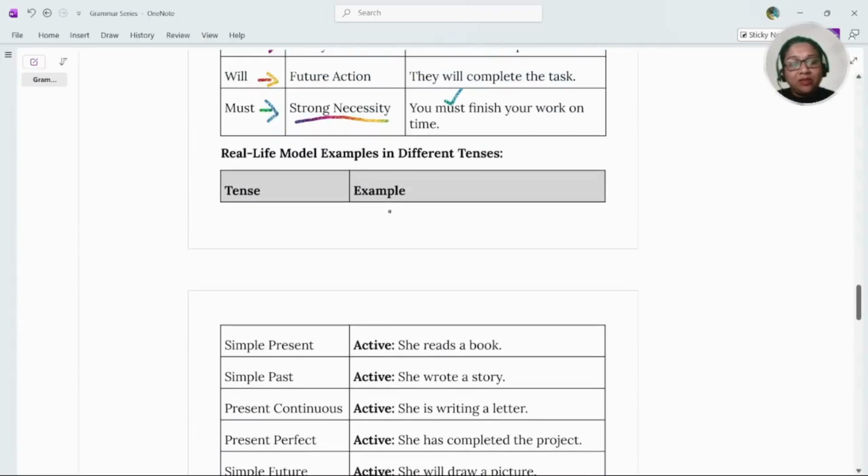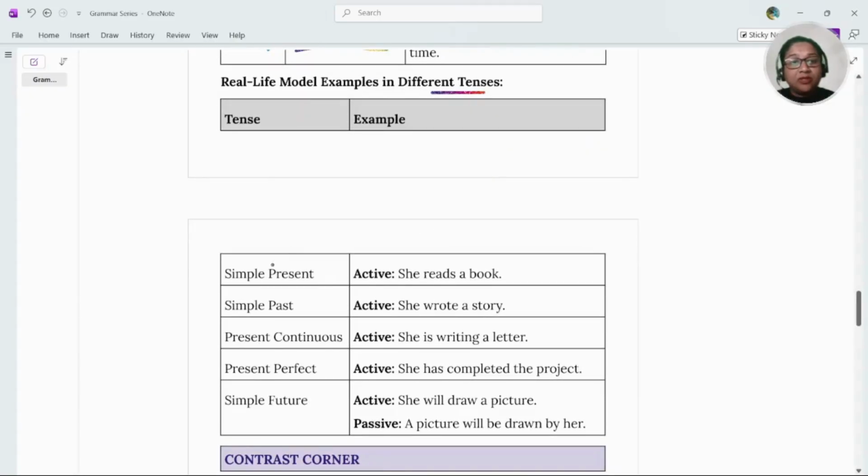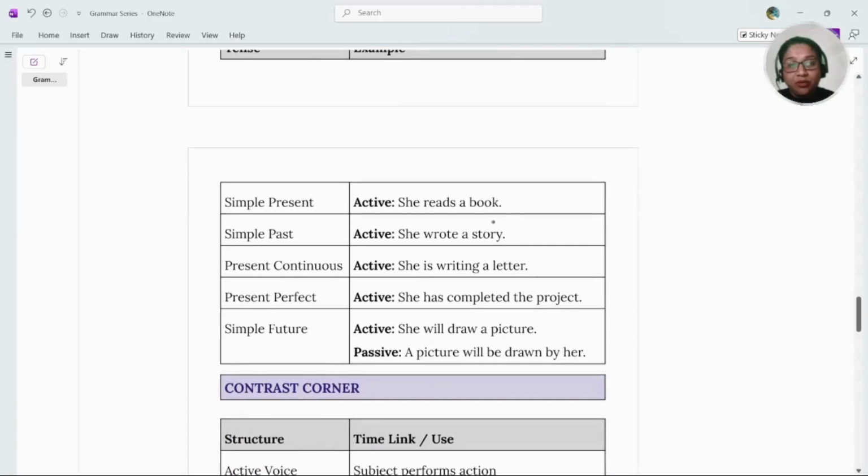Now, let's look at some examples. Some real life modal examples in different tenses. Simple present, an active voice sentence will sound like this: She reads a book. Simple past: She wrote a story. Present continuous: She is writing a letter.